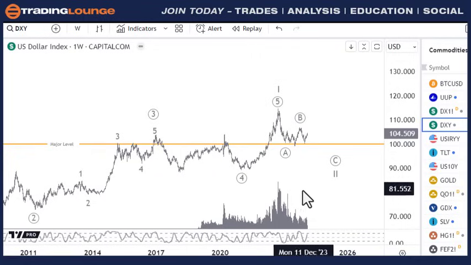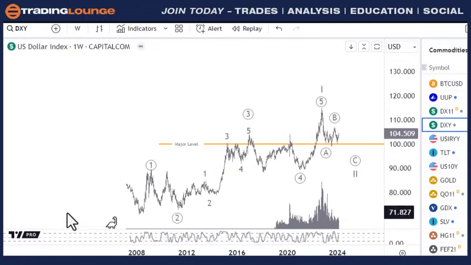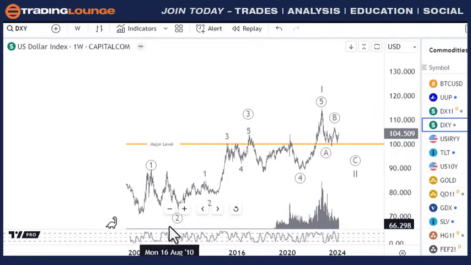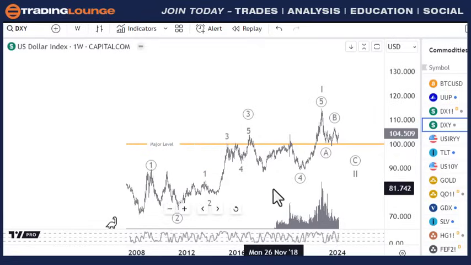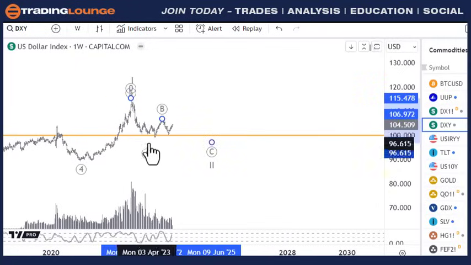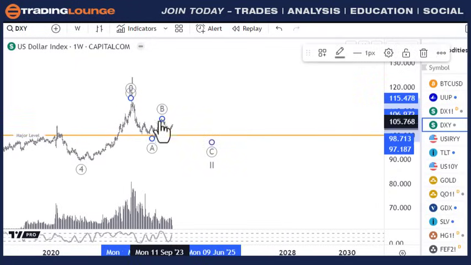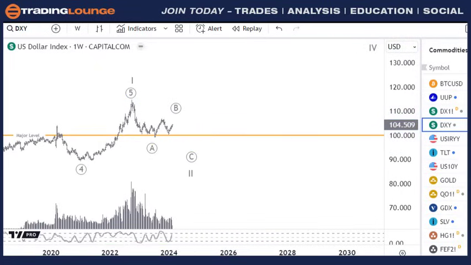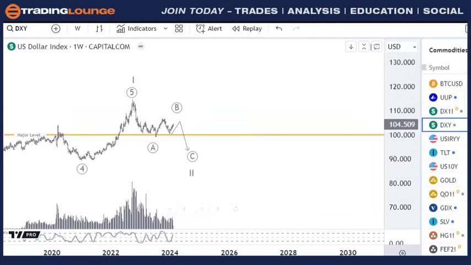So this is the dollar going back over here, and we could look at this as 1 and 2 and 3 and 4 and 5 up here, so a large impulse wave. And the bottom line here really is that we're looking at an ABC pattern here for wave 2. And this would be, we either go a little bit higher up here to the 78.6 point and then come down, or we go this length here.